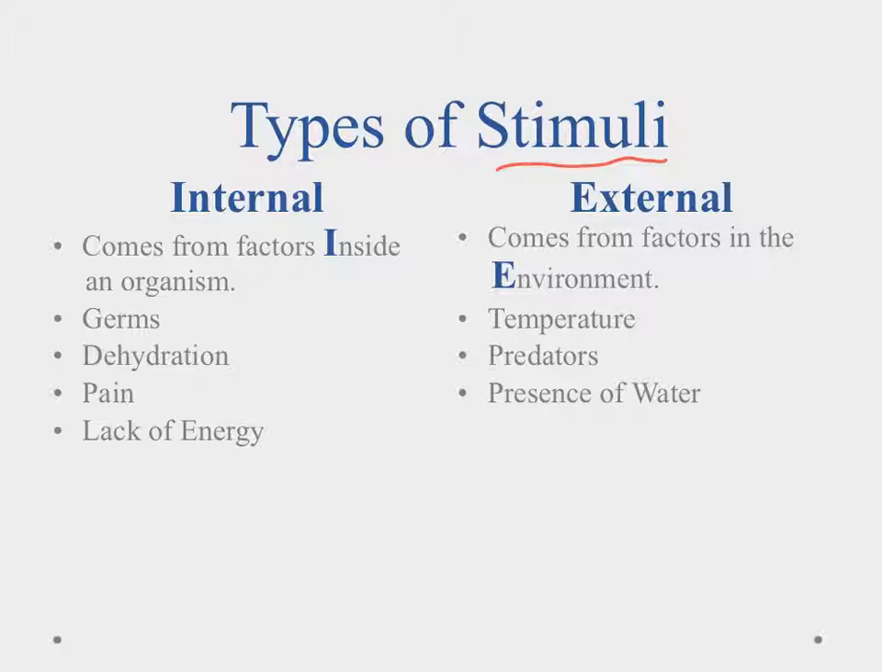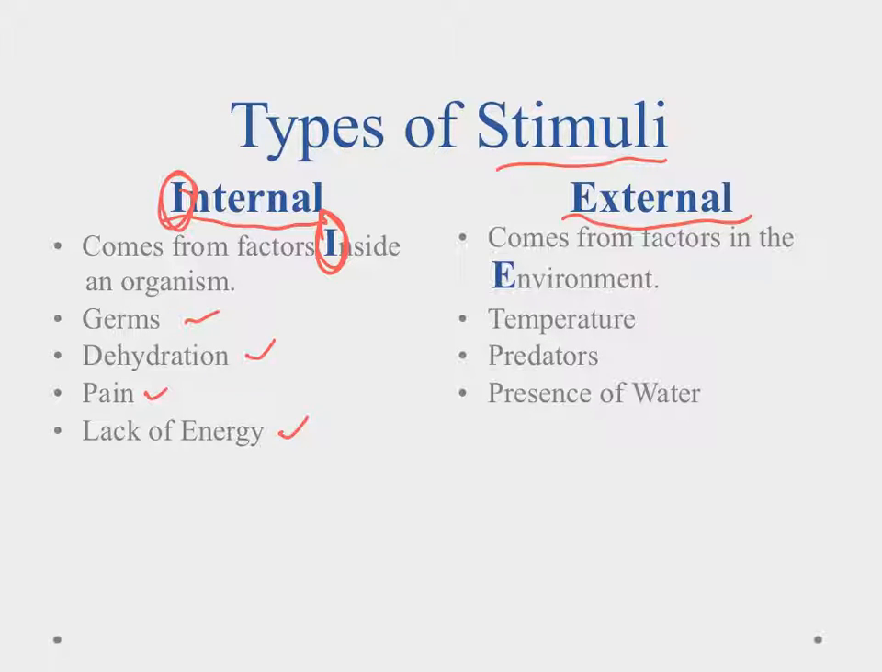We have two kinds of stimulus. We have an internal and we have an external. And let's start with the internal. Notice internal starts with I. These are going to come from factors inside the organism. Things like germs, dehydration, pain, a lack of energy. Something inside of the organism that's going to cause some kind of a reaction.